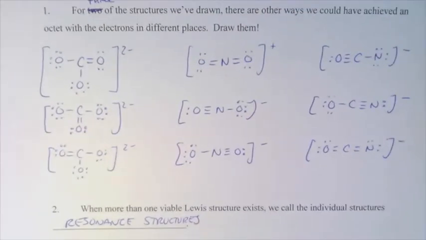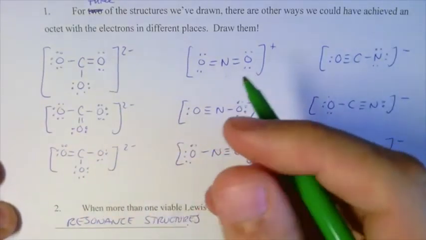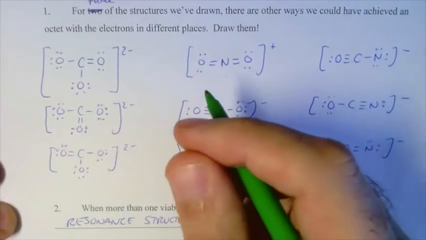So we'll start with carbonate. Bear in mind that carbon should have 4 bonds to it because it is in group 4 and needs 4 electrons.